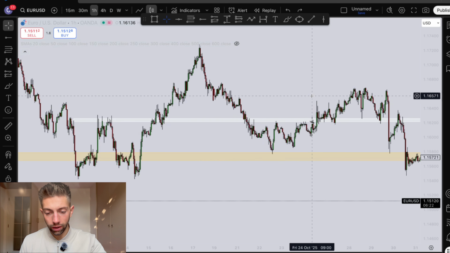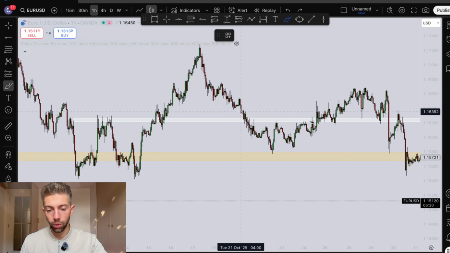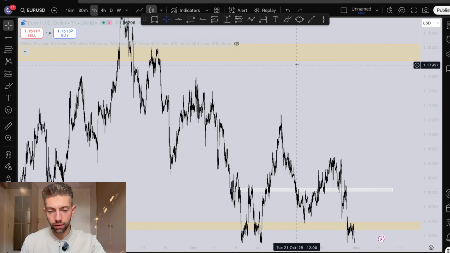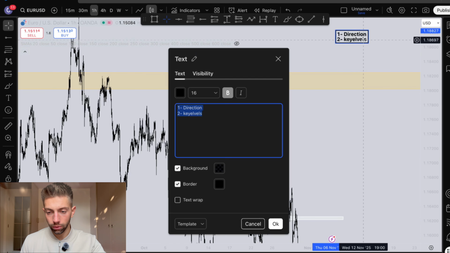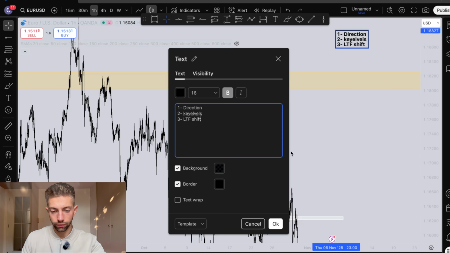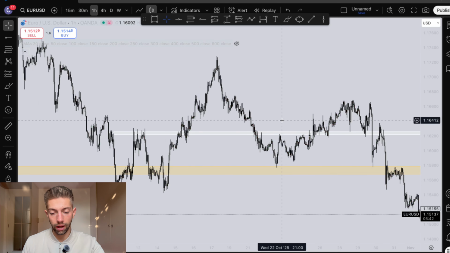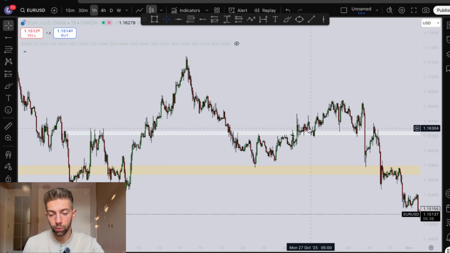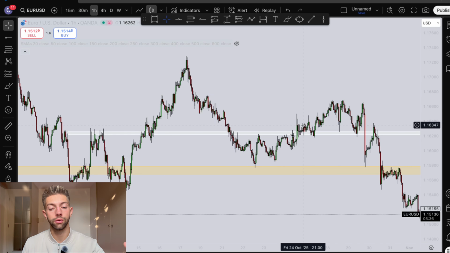So what I did was I waited for the lower time frame structure shift, which is my third confluence. Okay, so we got direction, we got key levels, and we got lower time frame structure shift. And I don't want it to be difficult, guys, because as I said, I only trade with the trend, but this buy was a counter trend trade, but I was fully aware of it.